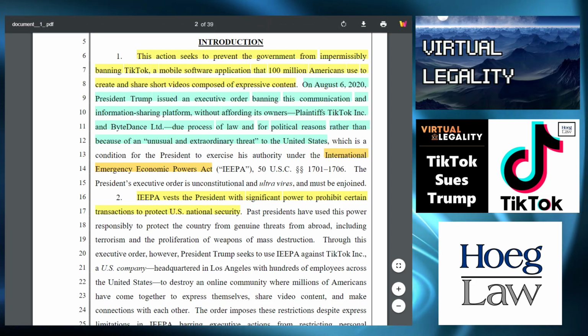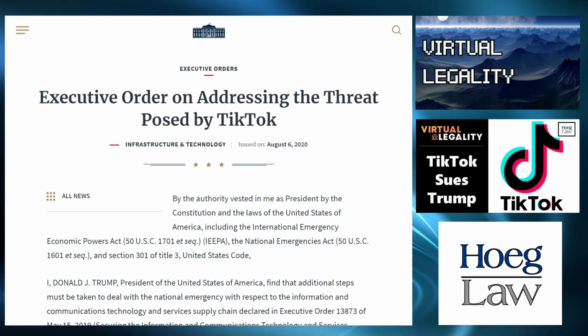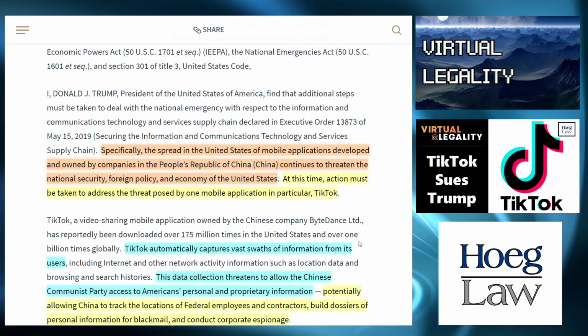And in order to get a better background, we have to dive into the executive orders and documents themselves. We have talked about this in the past in Virtual Legality, but now that a lawsuit is on the books, we can take a look at it from a new perspective. So on August 6th, just a couple of weeks ago, President Trump issued this executive order on addressing the threat posed by TikTok. It says, I, Donald Trump, President of the United States, find that additional steps must be taken to deal with the national emergency with respect to the information and communications technology and services supply chain declared back in May of 2019, which will be important and which we will look at.